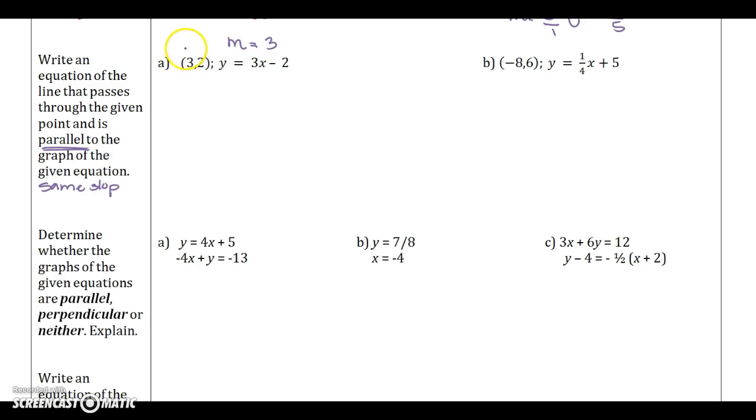So there's my point, there's an x and a y, and there's my slope. I'm going to show you two different methods. The first method is the one that you've been doing, and if you forget about it, you will keep doing this. I'll also show you a shorter one after that.